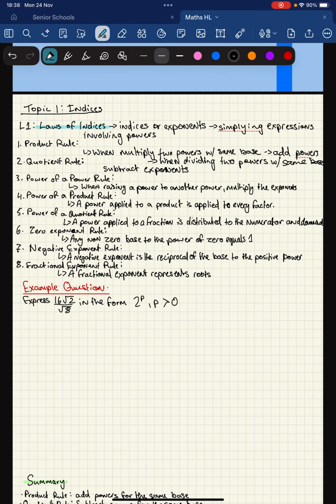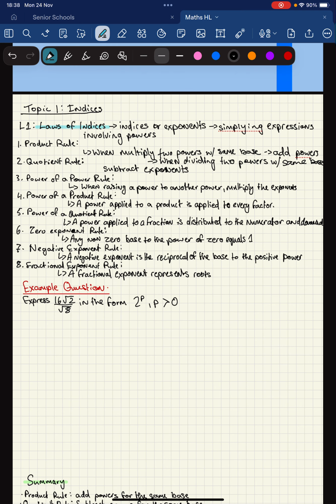Hey everyone, so today we're just going to be going through the laws of indices. This is the first of two sections in the indices chapter. So we're going to be going through all the rules and then just highlighting some important stuff. One small sample question so you get an idea, and then just a quick summary.